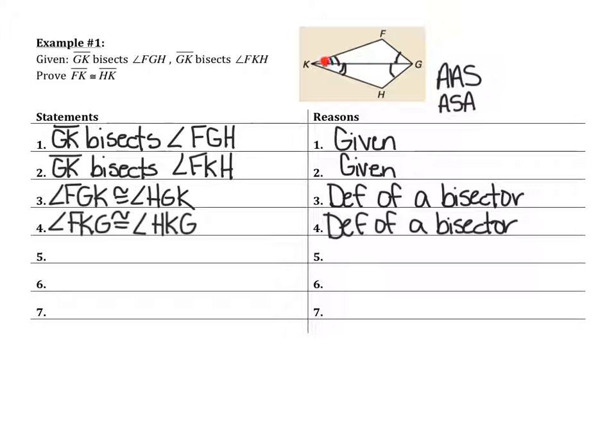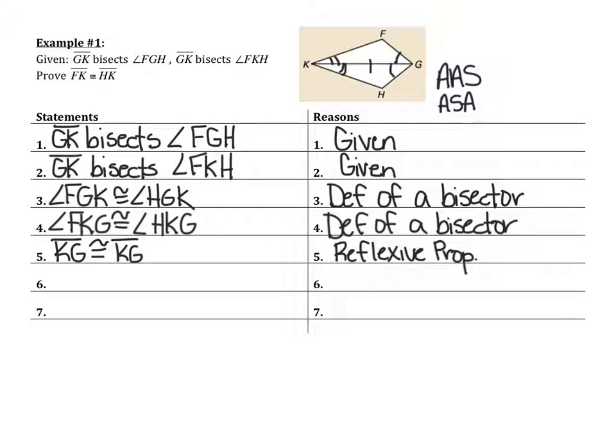So I'm going to look at this side right here. This segment is shared by the two triangles, and I know a segment is congruent to itself. So I know that KG is congruent to KG because of the reflexive property, which is my next step in my proof. So let's mark that on my diagram. I know that this segment is congruent to itself. So now I see that these two triangles are congruent because of angle, side, angle.